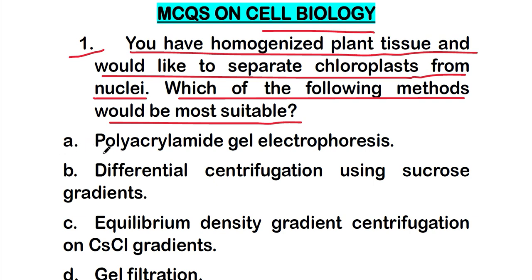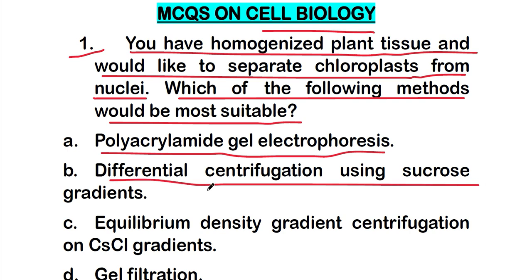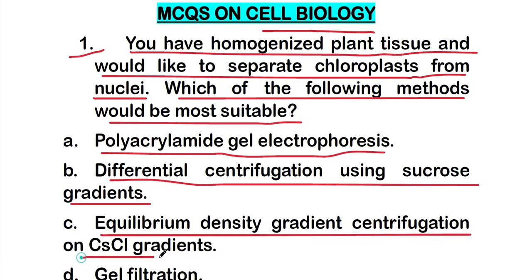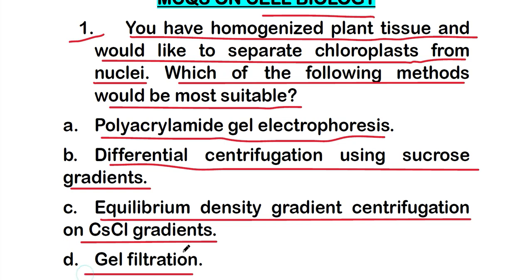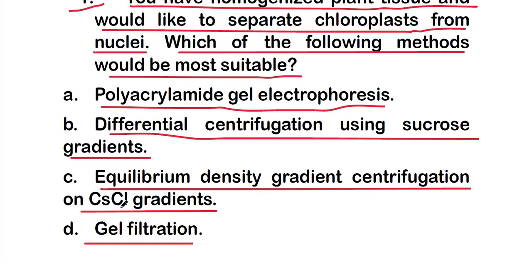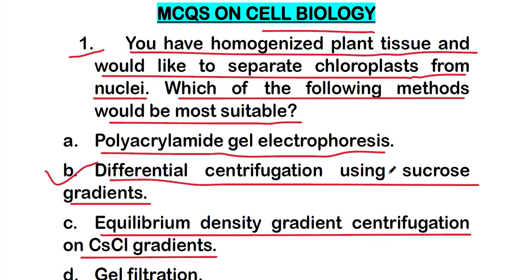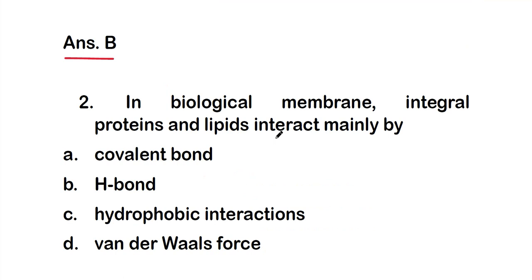The options are option A, polyacrylamide gel electrophoresis, or option B, differential centrifugation using sucrose gradient, or option C, equilibrium density gradient centrifugation on cesium chloride gradient, or option D, gel filtration. So the right answer is option B, differential centrifugation using sucrose gradient. To separate chloroplast from nuclei in plant tissue, the most suitable method is differential centrifugation using sucrose gradient. Okay, so let's move on to question number 2.